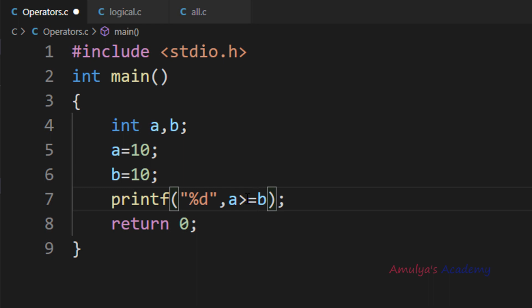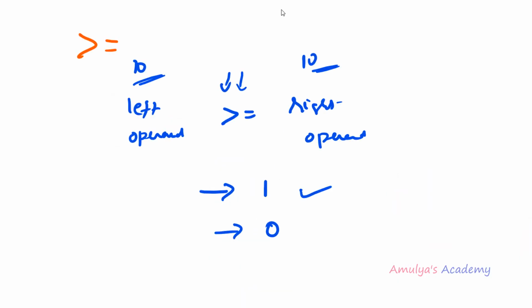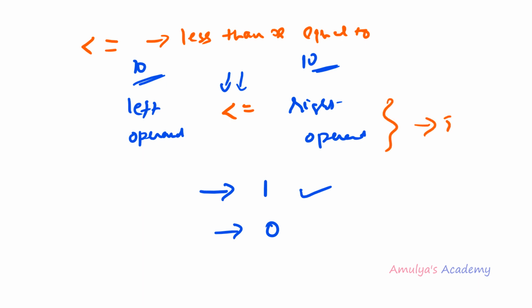Greater than or equal to operator will check whether the left operand is greater than the right operand or whether the left operand is equal to right operand. And the next operator is less than or equal to. First you need to use the less than symbol, then equal to operator. This also works same as the greater than or equal to, but here it will check whether the left operand is less than the right operand or left operand is equal to the right operand. If the left operand is less than right operand or if the left operand is equal to right operand, it will return true. So we'll get output as 1. Otherwise it will return 0.